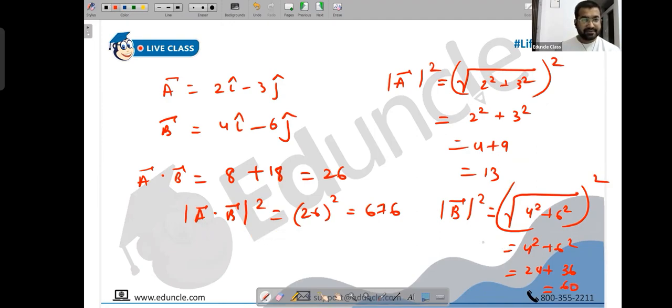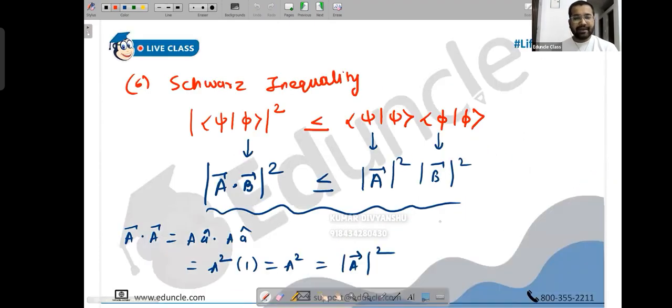This is 52. So calculate a bar square into b bar square. What do you have? 13 into 52, which is 676. But we are getting equality, no? I mean, it's fine, equality is correct.